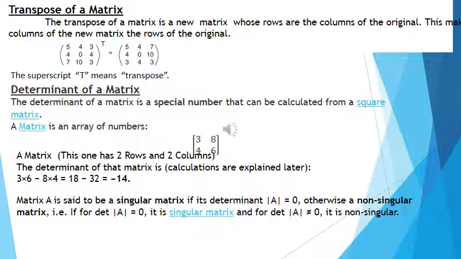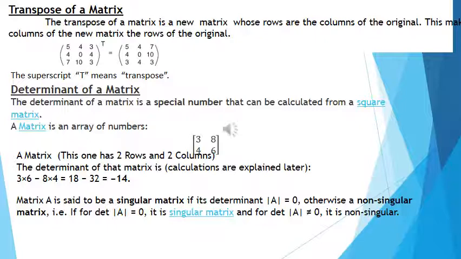Transpose of a matrix. The transpose of a matrix is a new matrix whose rows are the columns of the original. This makes the columns of the new matrix the rows of the original. 5 4 3, 5 0 4, 4 0 4, 7 10 3, transpose. So here what we are going to do is all the rows will be interchanged as columns and all the columns will be interchanged as rows. That is what we mean by transposing.